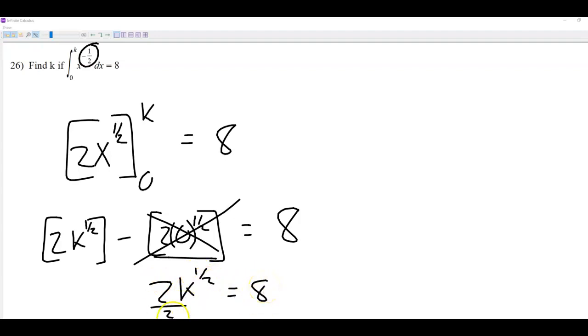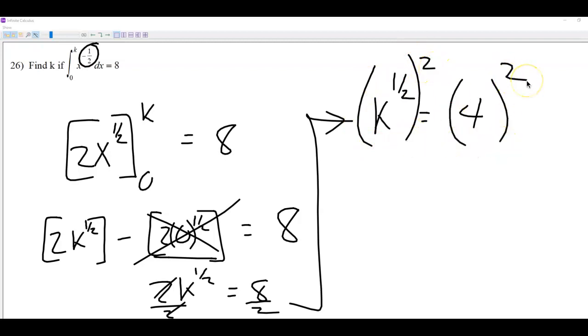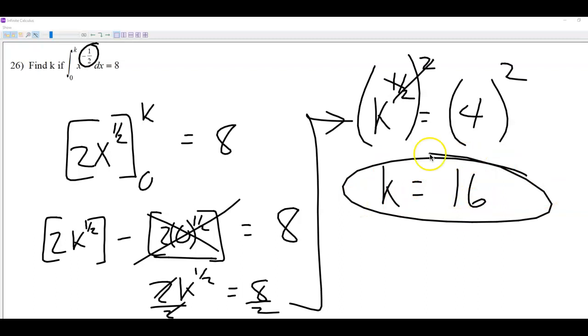So I would divide both sides by 2 first if I wanted to solve for k, which is my goal. It gives me 4. And then I want to solve for k. Now, how do I do that? Well, just raise both sides to the opposite or the reciprocal power, because that way those cancel and you get k by itself. And now I've got 4 squared, which is 16, is my final answer there.